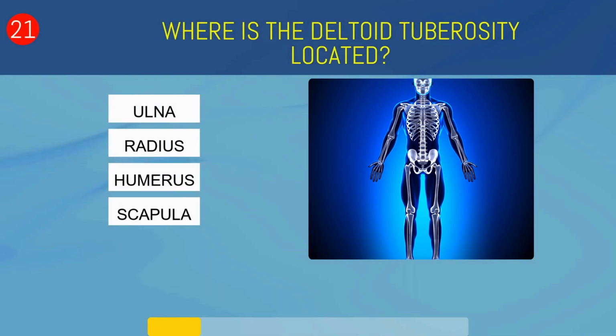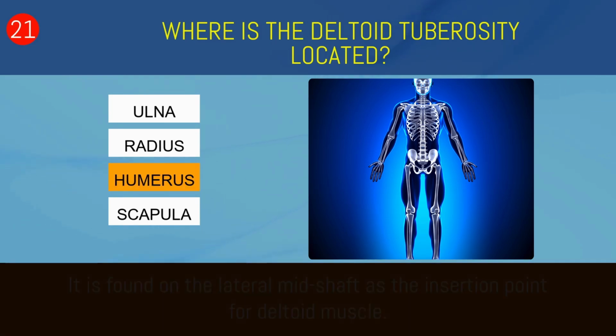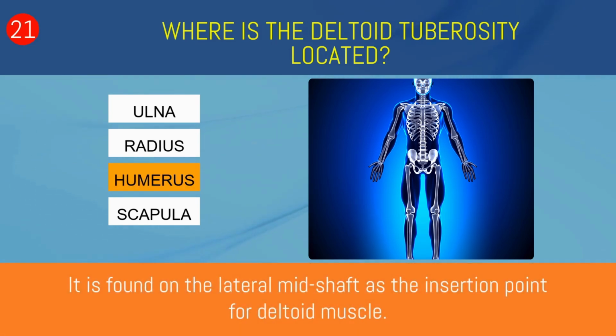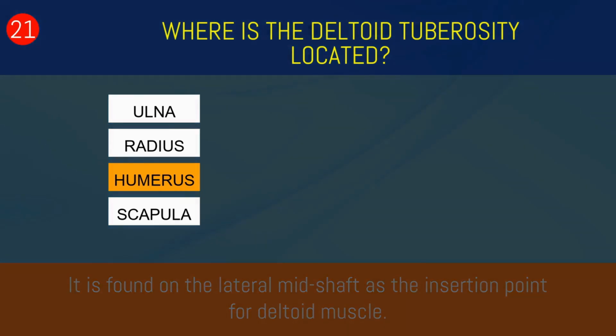Where is the deltoid tuberosity located? Ulna, radius, humerus, or scapula? Humerus. It is found on the lateral midshaft as the insertion point for deltoid muscle.